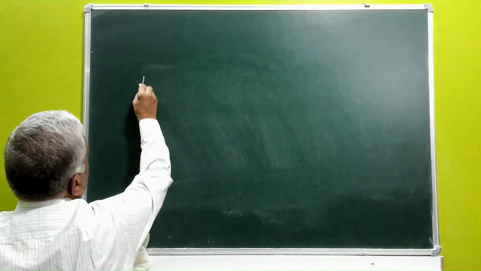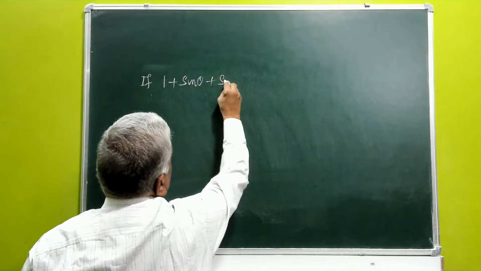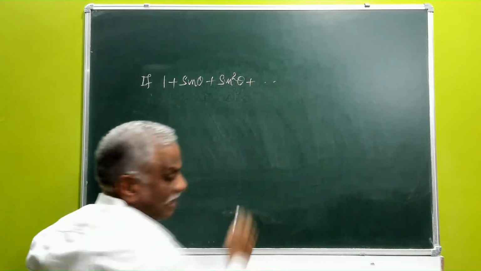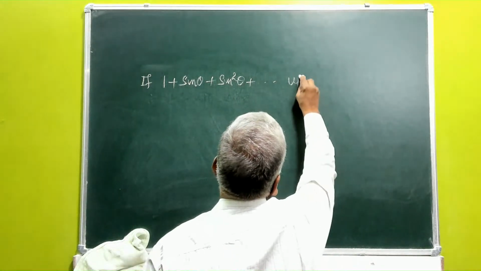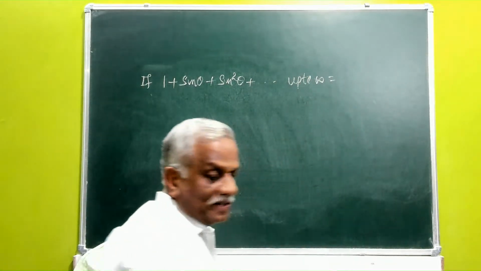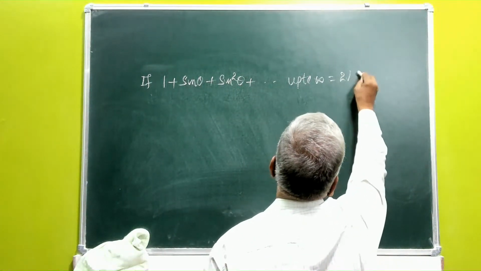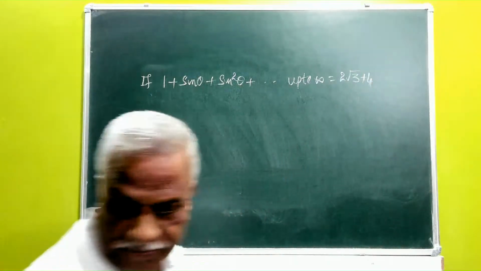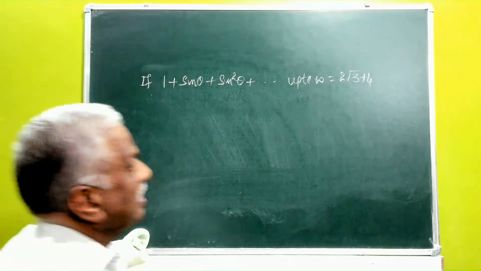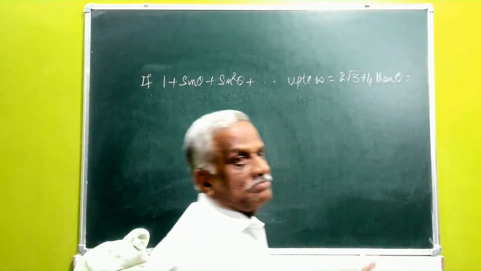The next problem is, if 1 plus sine theta plus sine square theta plus etc. up to infinity is 2 root 3 plus 4, then theta equals. Very good question. A very simple one.